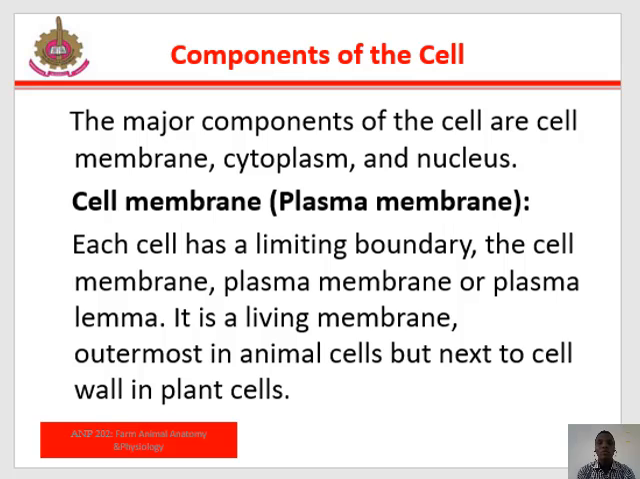Components of the cell. The major components of the cell are the cell membrane, cytoplasm, and nucleus. The cell membrane has a limiting boundary: the cell membrane, plasma membrane, or plasmalemma.